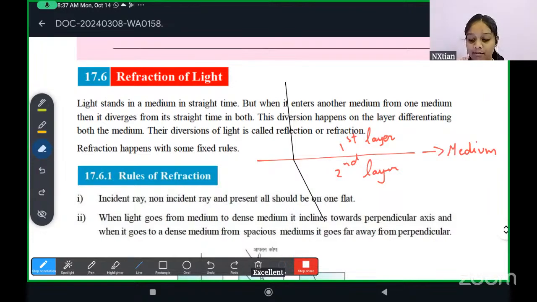This diversion happens on the layer differentiating both the medium. This diversion of light is called reflection or refraction. Okay, reflection or refraction, you can diverge it like this. Okay, and this we talked about regular and irregular reflections we talked about. Okay, so this is reflection or refraction of light.